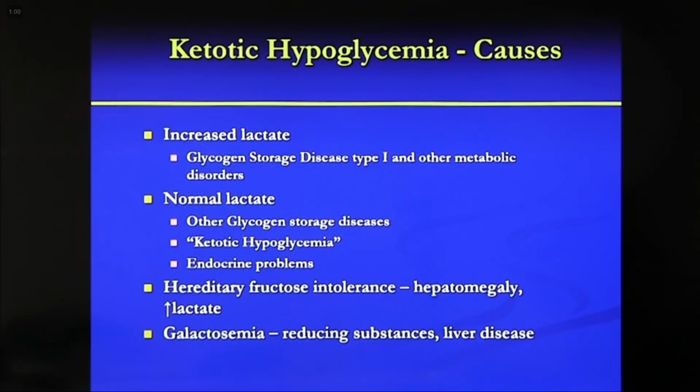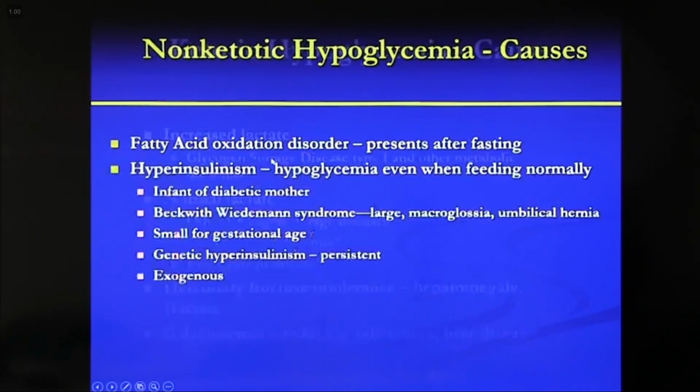And your body has a ready source, which is to make ketones in the liver and send them to the brain. So having ketotic hypoglycemia is actually much better than having non-ketotic hypoglycemia because you still supply your brain with energy. If you have ketones and you have low glucose, some of these glycogen storage diseases and other things will be in the differential. As opposed to non-ketotic hypoglycemia, we'll go over fatty acid oxidation disorders, where you can harm yourself because you have no source of fuel.